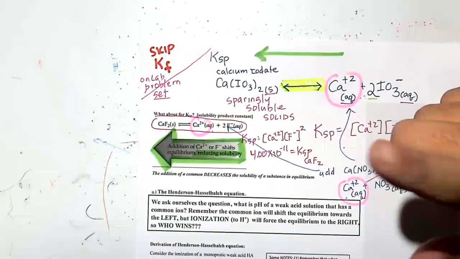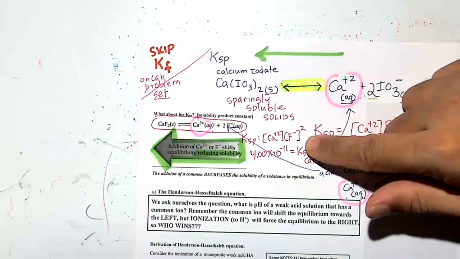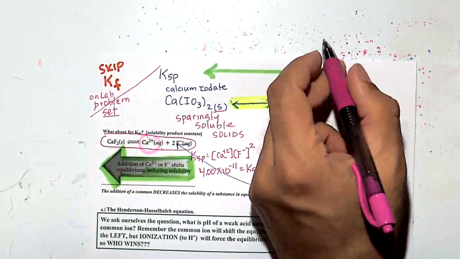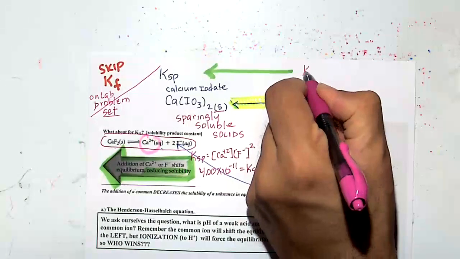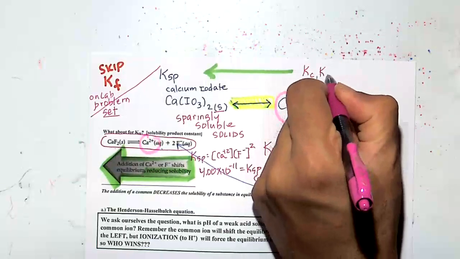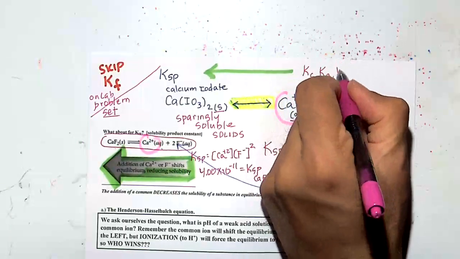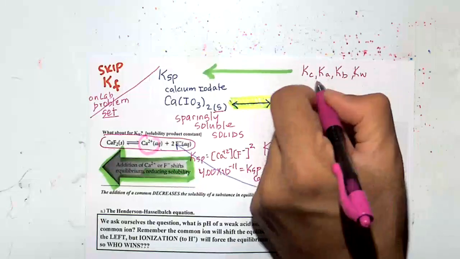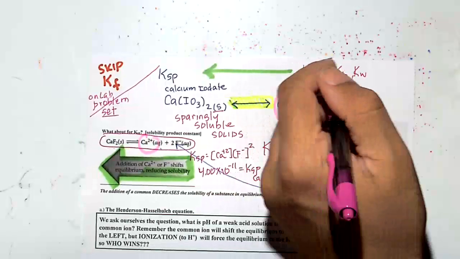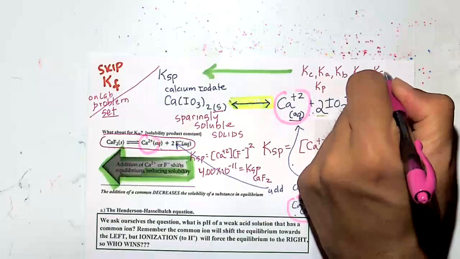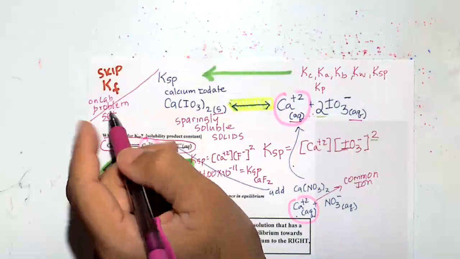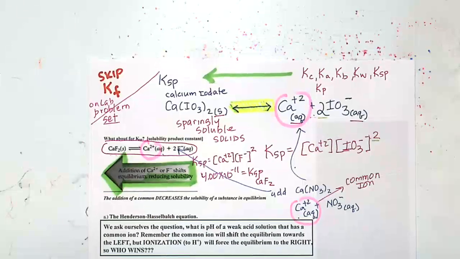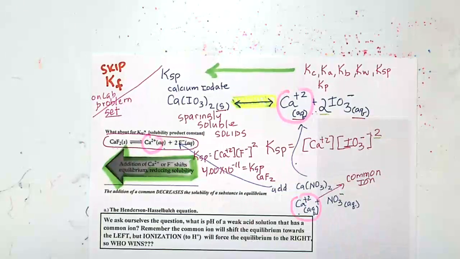All right, so Ksp, common ion effect, suppresses ionization. We learned a new K. Actually, let's figure out how many Ks we learned here. We have Kc for concentration, Ka for Brønsted acid, Kb for base, Kw for water. If we're talking about gases, sometimes we have a Kp, and now we have a Ksp. I'm not teaching you Kf. Sorry. It's a lot of Ks. All of them are products over reactants.